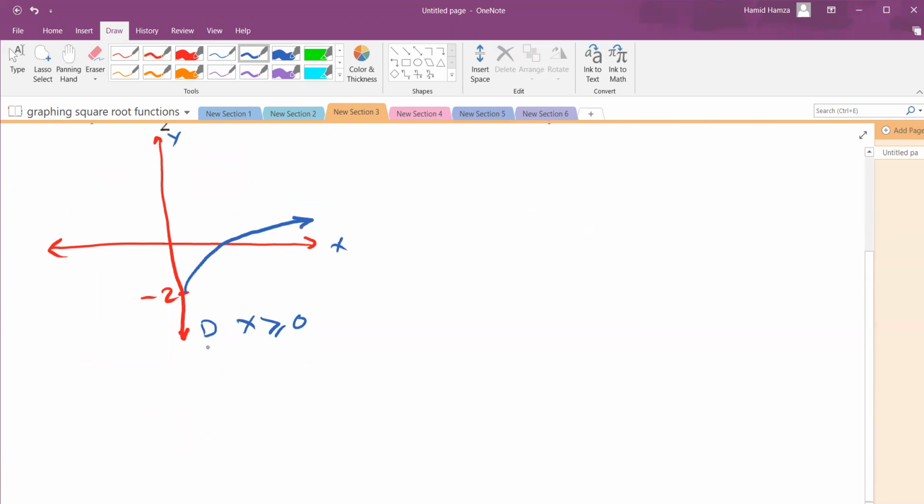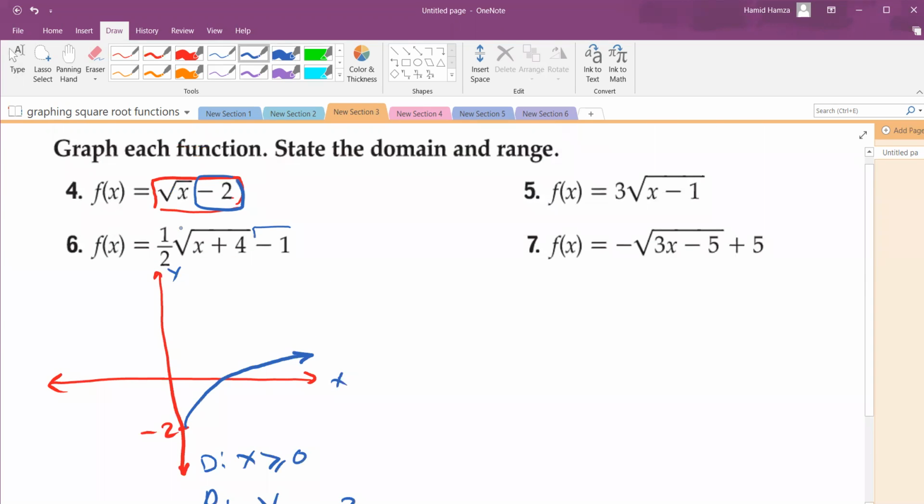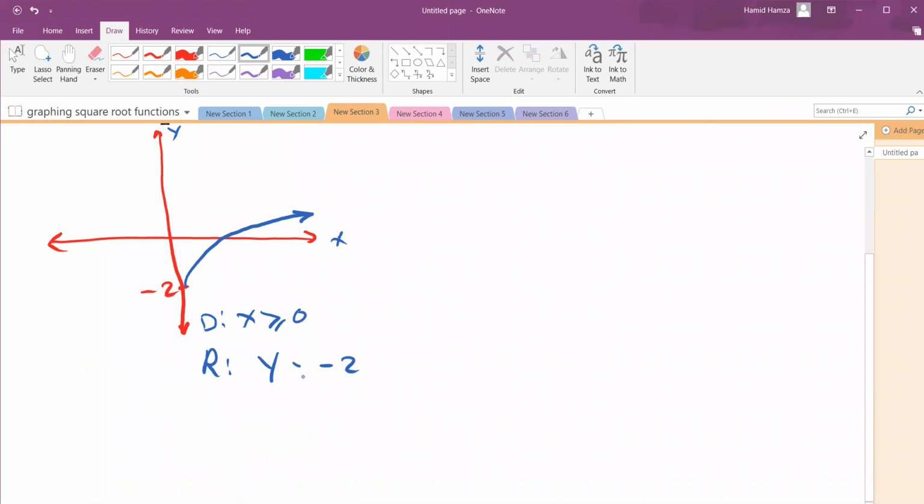So it will be what? The domain, the range will be y and -2. So we'll write greater than -2 or less than -2. So the sign outside the bracket is positive, so greater than. So it will be y greater than what? Greater than or equals negative.